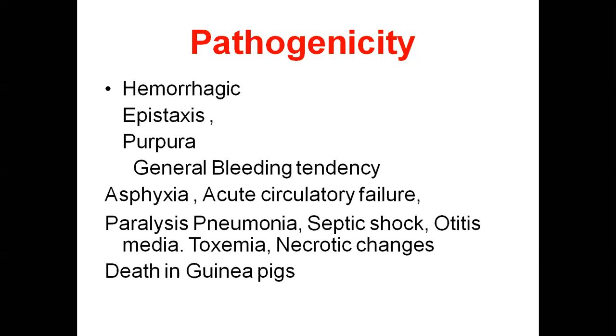Then otitis media they identified. Then toxemia, that is, infection of the blood, was identified. Next they identified necrotic changes: the entire body got infected and automatically the pig died. So this is the normal pathogenicity they identified in the lab test. So this is about today's class. The remaining we will see in the next class.